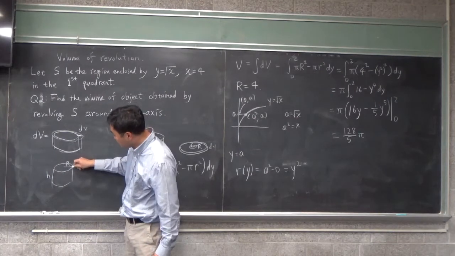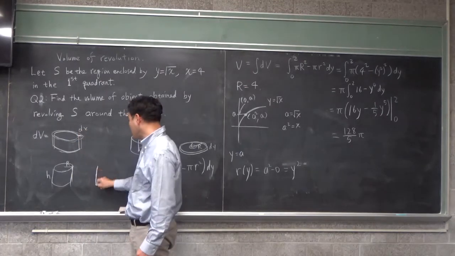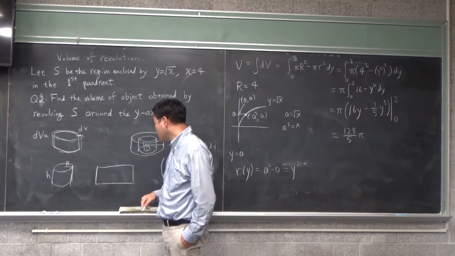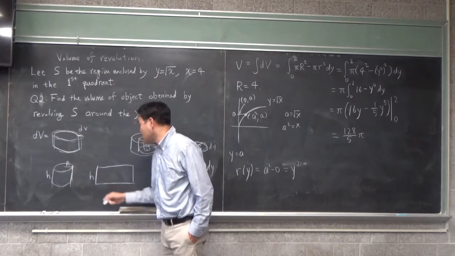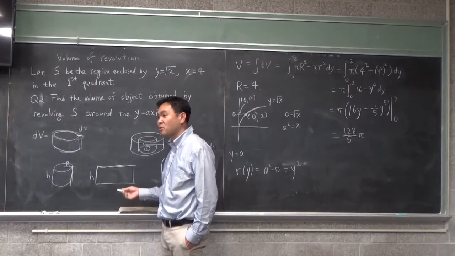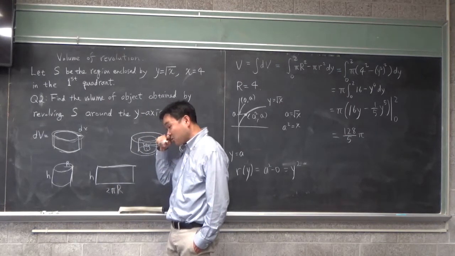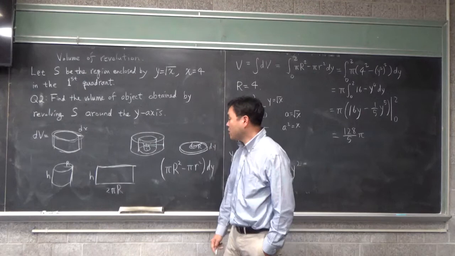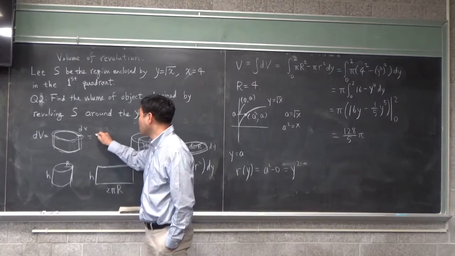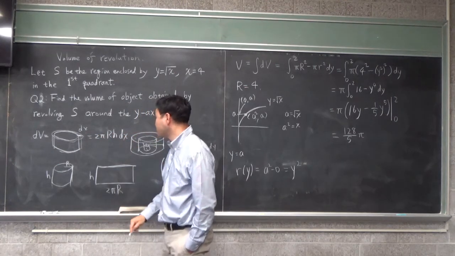If we take a pair of scissors, cut it through here and open it up, it's going to end up being like that. It will be a rectangle whose height is still h. What will this length be though? The circumference, which is 2 pi r. So the area would be 2 pi r h, base times height, and then you thicken it by dx.